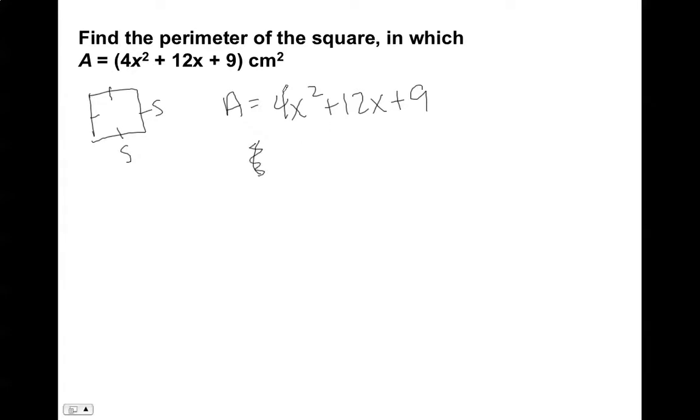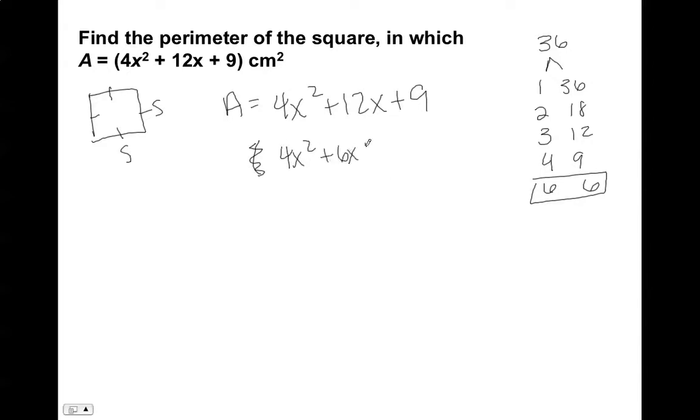So here's where we do the a times c, which is 36. List your factors, which ones add up to give us b? In this case, it is the 6 and 6. So now we rewrite 4x squared plus 6x plus 6x plus 9, and now we can group our terms.